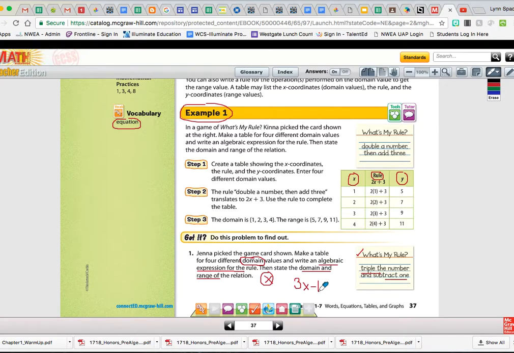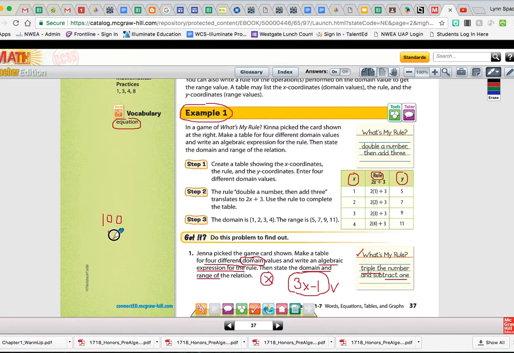So this is my equation. Okay, actually not my equation, it's my expression. Do you know the difference between an expression and equation? An expression does not have an equal sign, and an equation does. So this is an algebraic expression, 3x minus 1. And now we're going to pick 4 different domain values. Okay, I can pick the number 100 if I want to. It's not commonly chosen because we want to stick with numbers that are pretty small, but for this example, I'll go ahead and choose it.